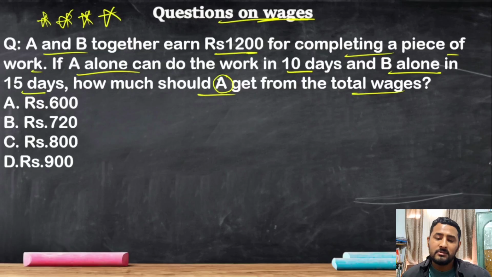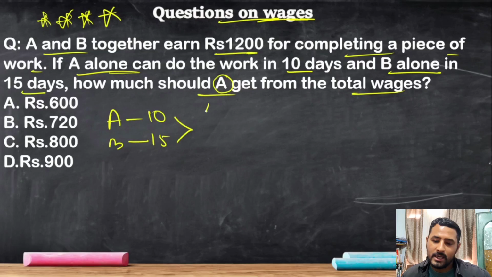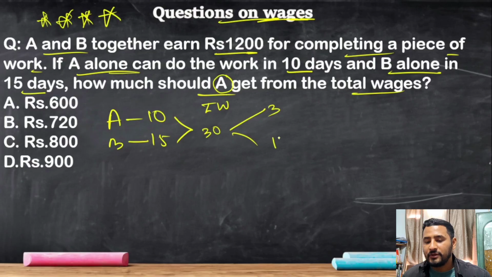Okay, same way, just get the total work, get the efficiency, and that's done. A takes 10 days, B takes 15 days. Get the total work by LCM; I'll be getting 30. Then 30 divided by 10 gives 3, and 30 divided by 15 gives 2. This will be the efficiency. A can do 3 units of work per day, and B can do 2 units of work per day.